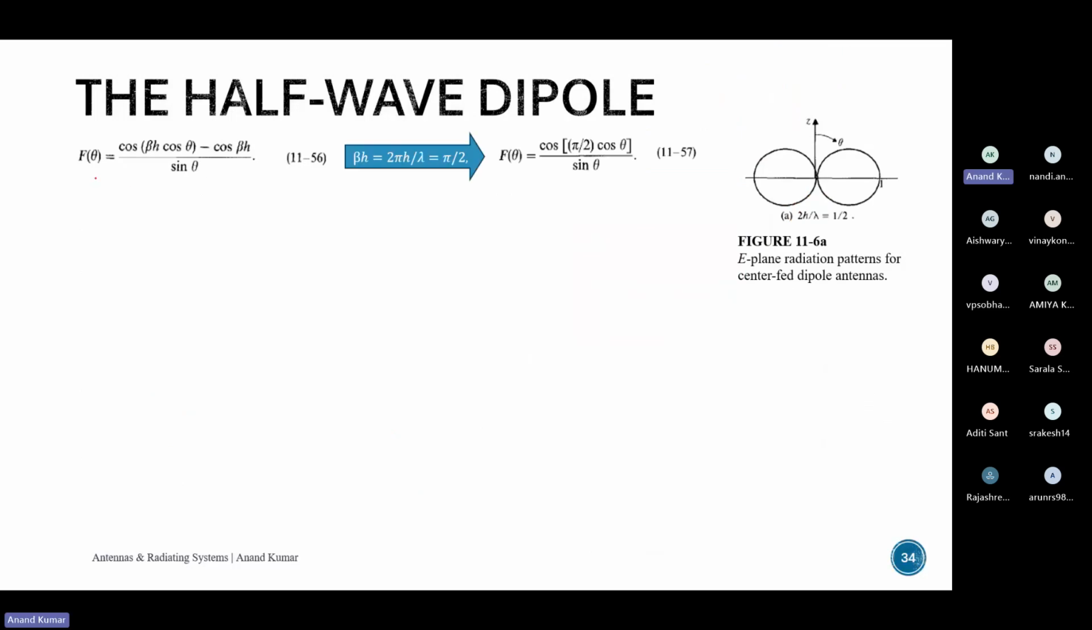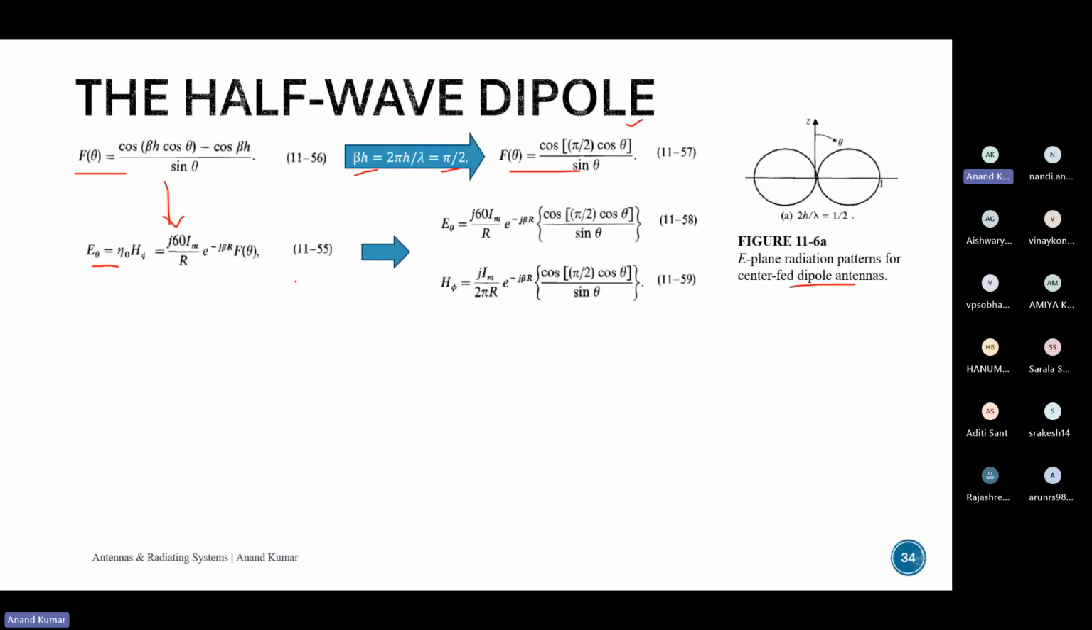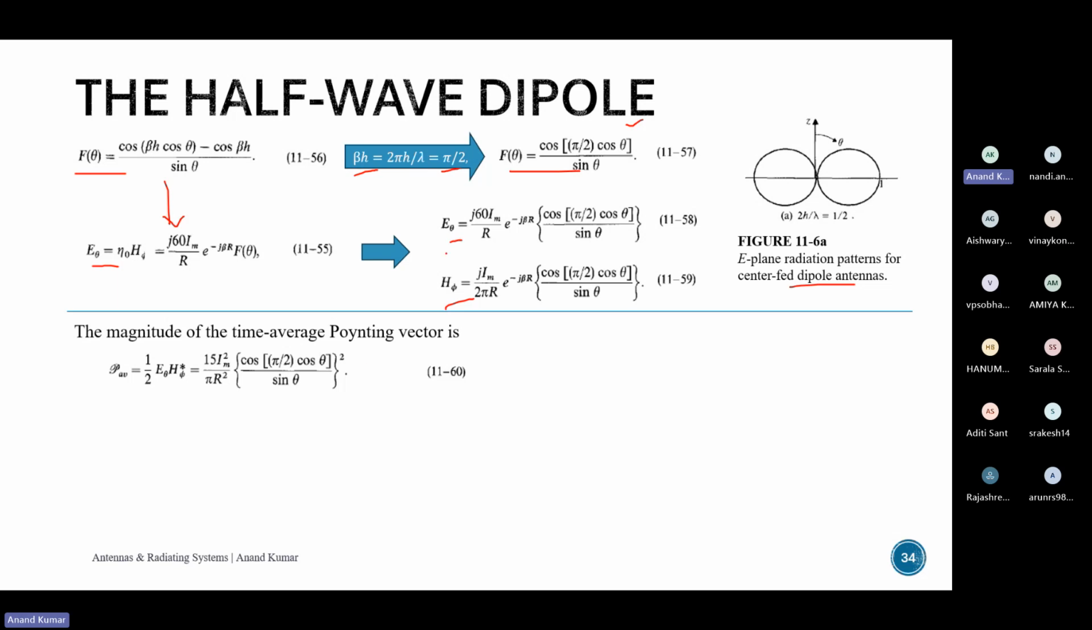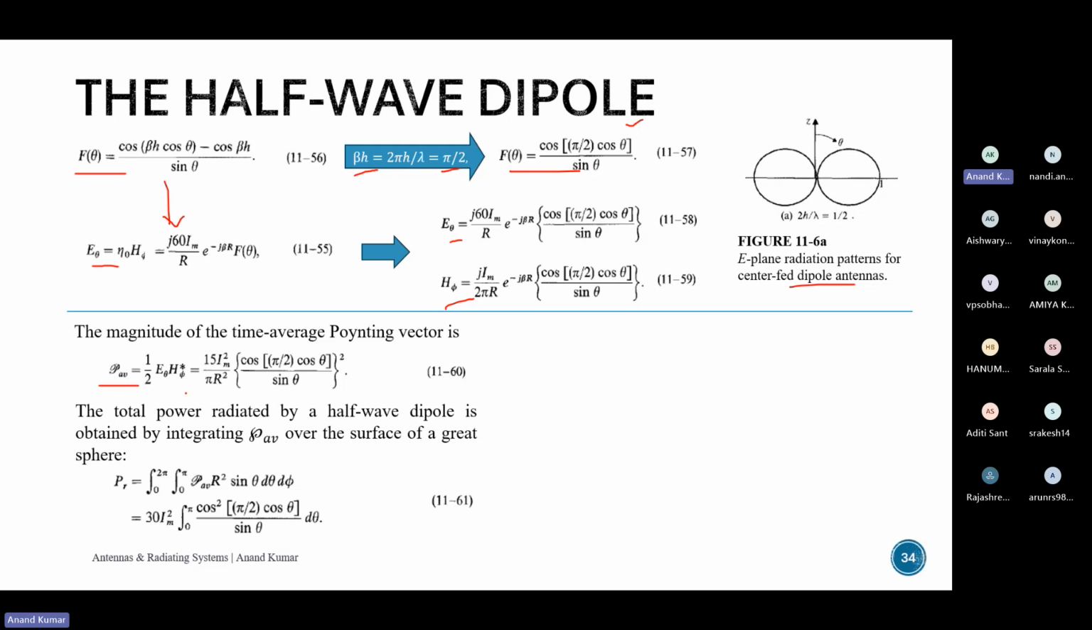By using the pattern function for beta h equal to pi by 2, we got this pattern. We got the pattern function for a half wave dipole, and then using the electric field expression and substituting this inside the pattern function, we got the expressions for electric and magnetic fields. Once we got them, we wrote down the Poynting vector, and we are finding the average power. Now this is the average power, and we can find the total power by integrating the average power across the surface encapsulating the dipole.